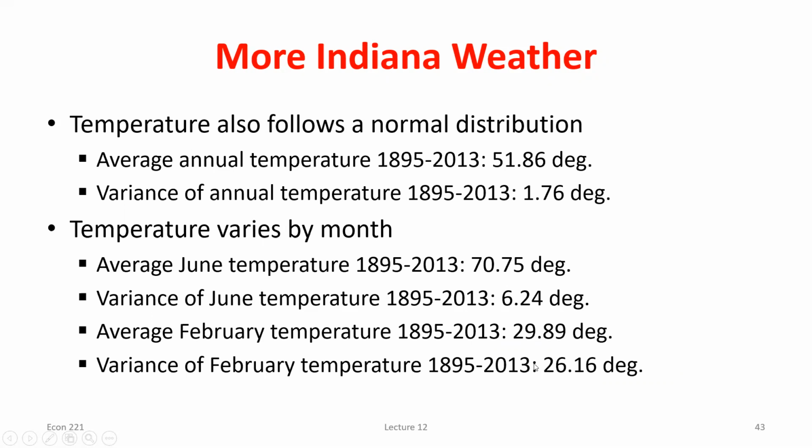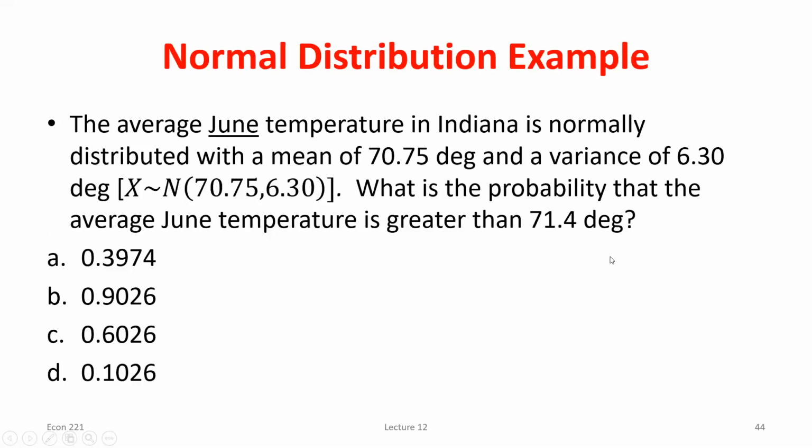Sometimes it might be really cold, sometimes quite a bit warmer, okay? And this is all for Indiana. So let's think about another example. The average June temperature in Indiana is normally 70.75, and we have a variance of 6.3. What's the probability this June we see the temperature be 71.4 or greater?